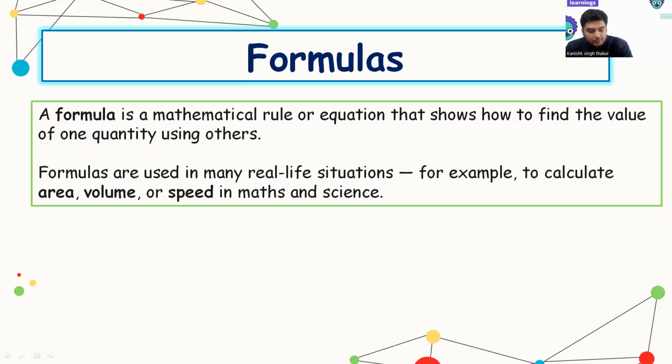Suppose you are calculating an area, so you have to use length and breadth for it. So you can use a formula for area. Suppose for a rectangle, it is length times breadth. Okay. So you can use that, right? So what is a formula? A formula is a mathematical rule or an equation that shows you how to find the value of one quantity using others. Formulas are used in many real life situations, for example, to calculate area, volume, or speed in maths and science.